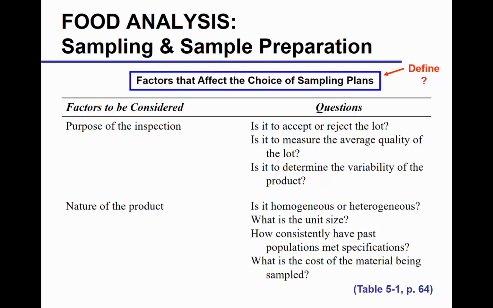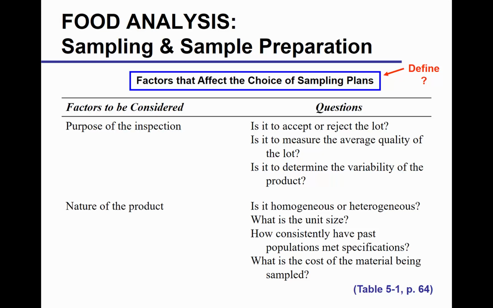How big is your unit size? Are we looking at cans? Are we looking at flour bags of 40 pounds? What are we looking at? That would determine how many samples and how many samples from each container. Is it a box of 100 cans? What are we looking at in terms of unit?